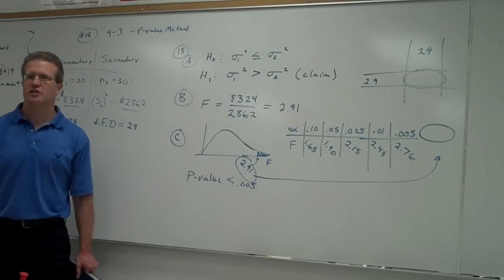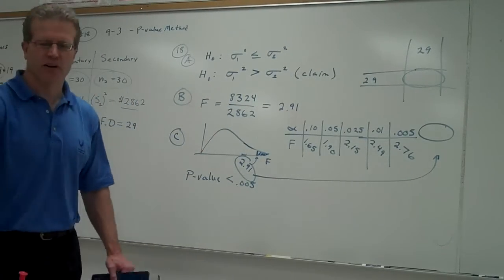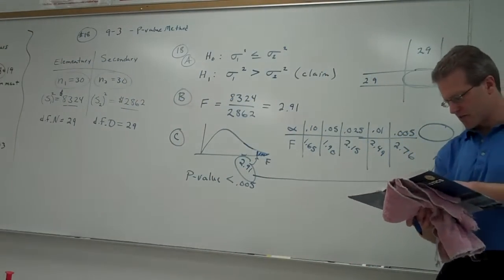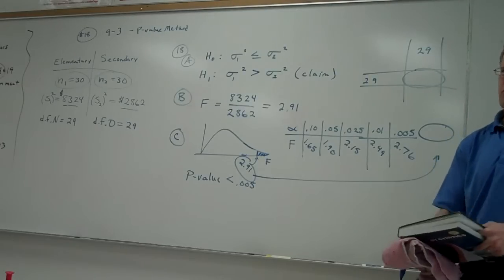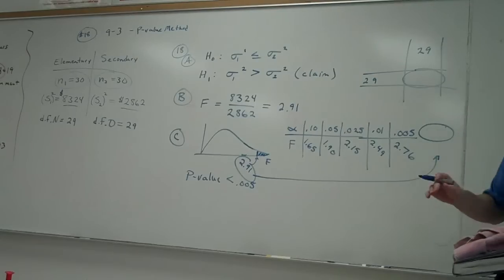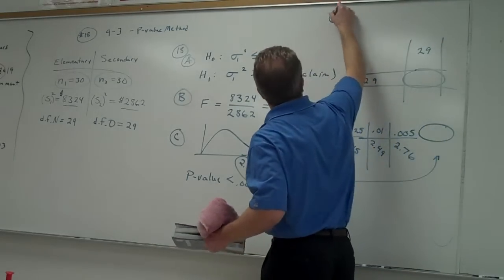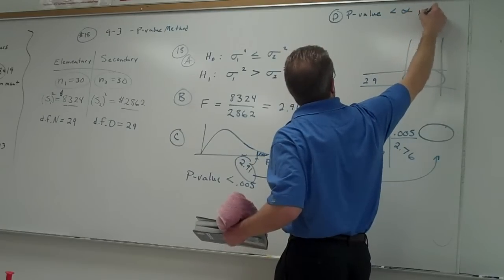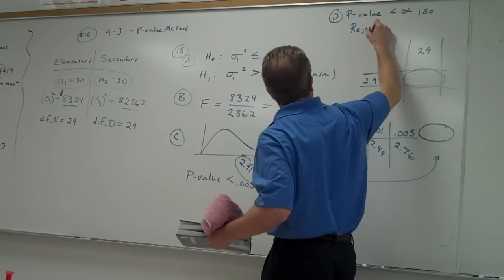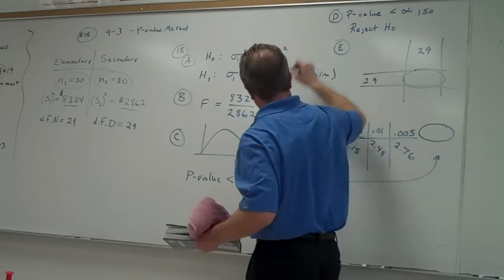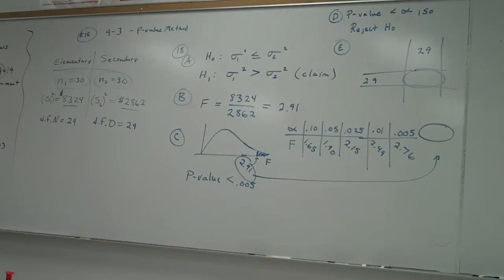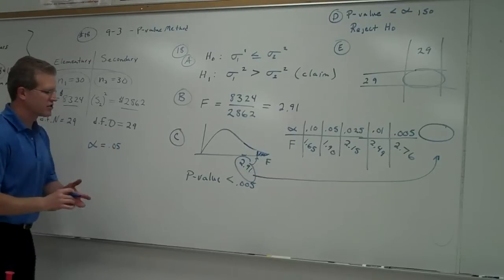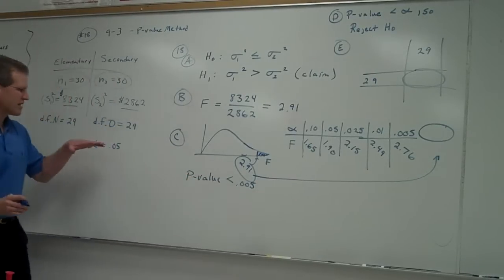So you think I should reject or not reject? Reject. Yep. Your p-value is less than your alpha here. I didn't even have to look to see what my alpha was to know that, but what is alpha? 0.05. So 0.005 is way smaller than 0.05. So for step D, the p-value is less than alpha, so reject the null. Alpha in this problem is 0.05. Since the p-value is less than 0.005, it definitely has to be less than alpha.